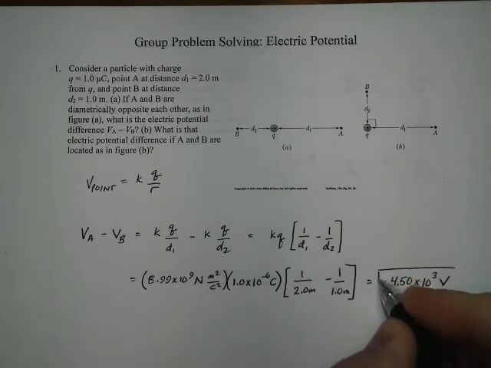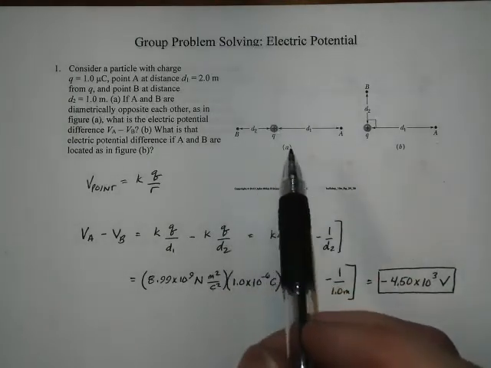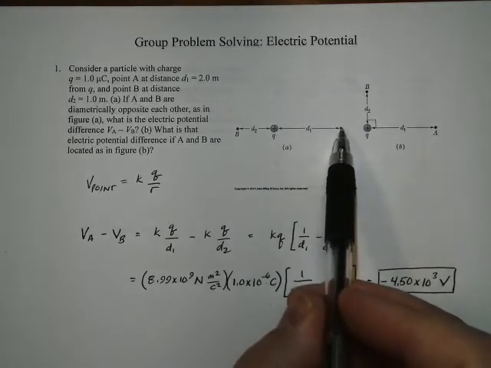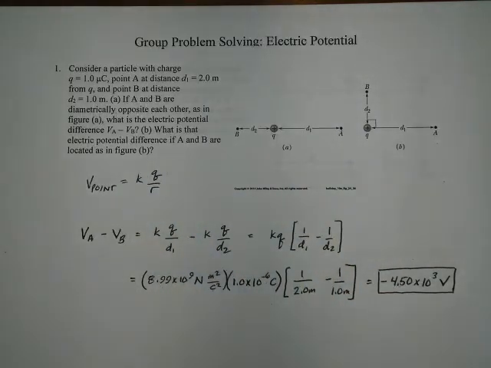And it makes sense that it's negative because I'm comparing a distance that's further away, and the further away I get from a charge, the lower the value of that electric potential.